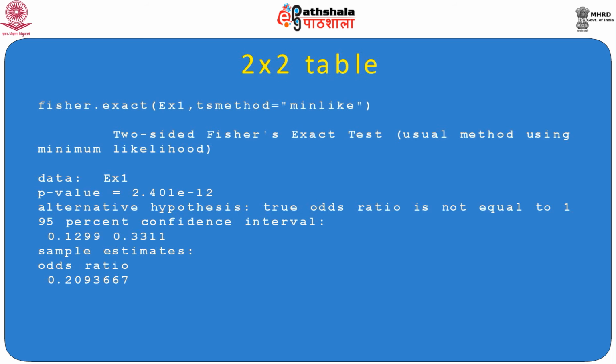Now, in addition to the Fisher exact, we are using the TS method as a mean likelihood. That will give us the result with the minimum estimate of the odds ratio, through the minimum likelihood procedure, and again we are getting the same results: a 95% confidence interval of 0.1 to 2.33 with a sample estimate of odds ratio 0.20. The same interpretation can be obtained here.